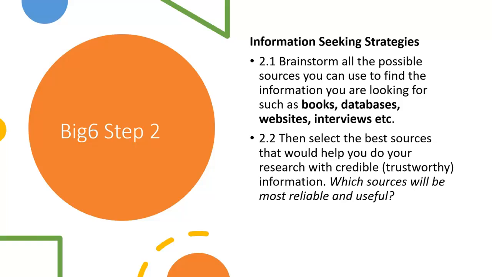Step 2 in the Big Six research process is information seeking strategies. Here you will brainstorm all the possible sources that you can use to find the information you're looking for, such as books, databases, websites. From those, you will select the best sources that you think will help you do your research with credible information. Questions you can ask yourself in this step are, which sources will be most reliable and useful?